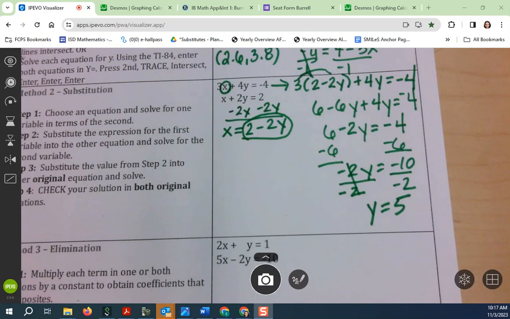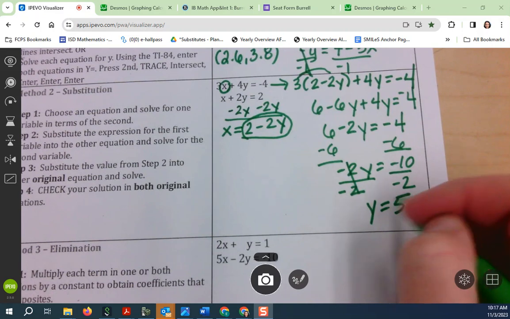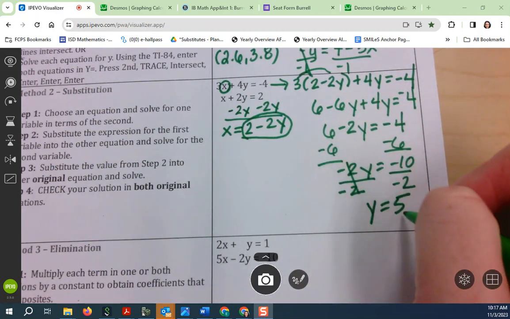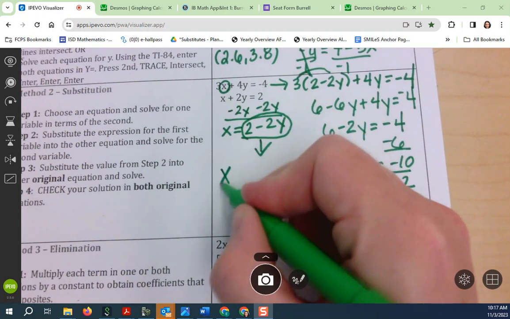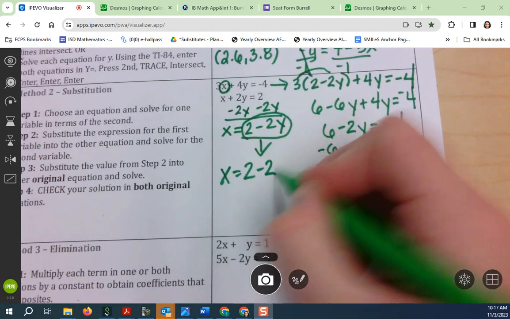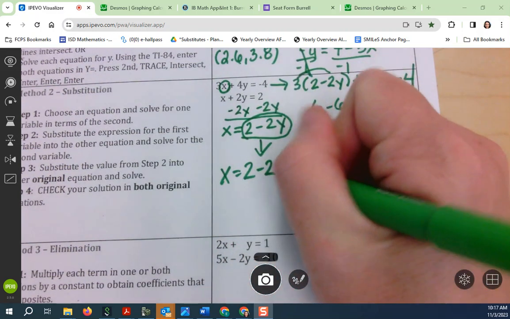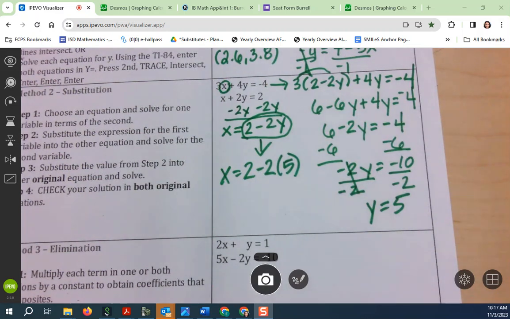All right, so I'm trying to find the point where they intersect. Did I find the whole point? No. What do I have to still find? The x, right. That's not that hard, though, because I already have x by itself here, so I'm just going to substitute the y, the 5 for the y. So x is equal to 2 minus 2, and then instead of y, I'll put in 5, like that.